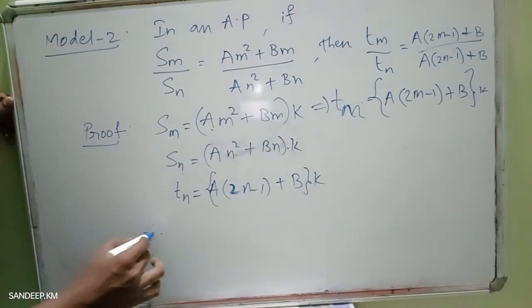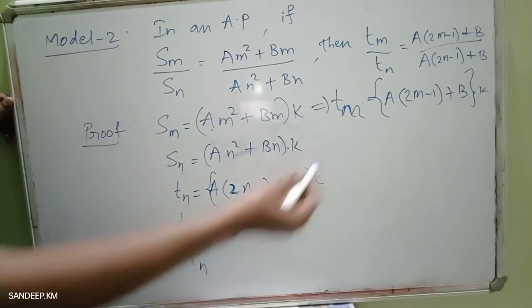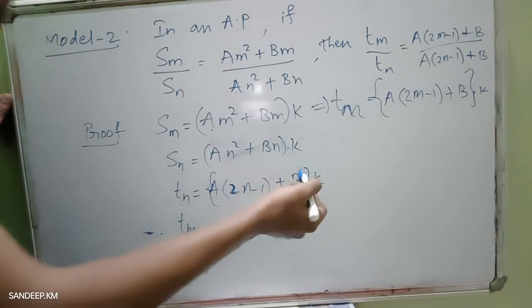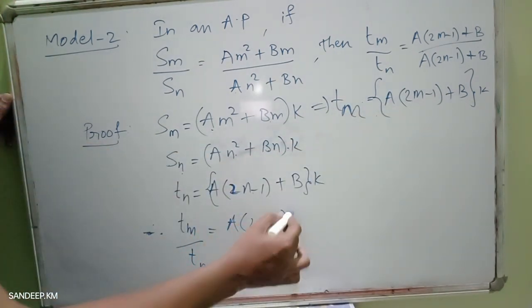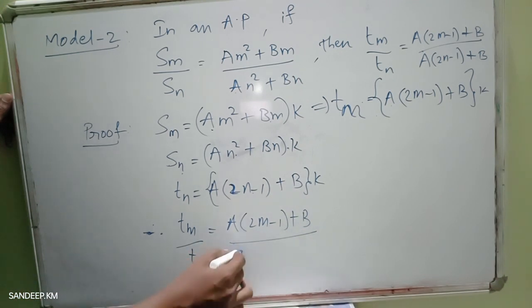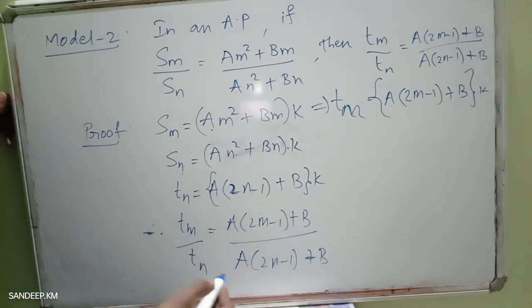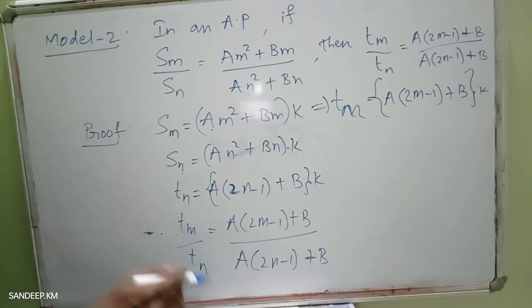Therefore, the mth term divided by the nth term is equal to this divided by this. So when I divide this with this, k and k will get cancelled. We'll get (a(2m − 1) + b)/(a(2n − 1) + b). Got it? So this is the ratio of the mth term and nth term. Let us see an example.